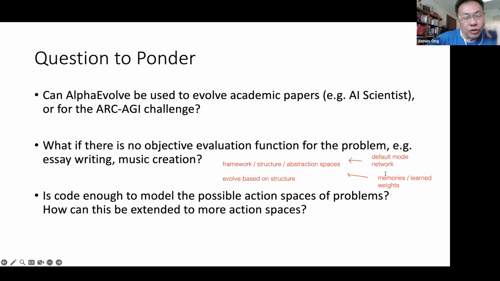So John, this is James here. I think to answer your last question, is code good enough to model? It depends on modeling the possible action spaces of the problem, right? The question is who is the person receiving the model? There's human and there's machine, right?